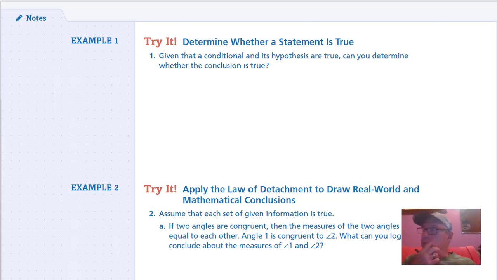Okay, this video accompanies section 1.6, which is the law of syllogism and the law of detachment. The first thing we're going to talk about is the law of detachment, and what that says is that if you have an if-then statement, like if P then Q, and let's say it's a true statement, and the hypothesis part is true, then it follows that the conclusion must also be true.